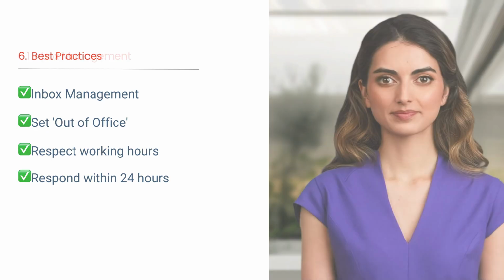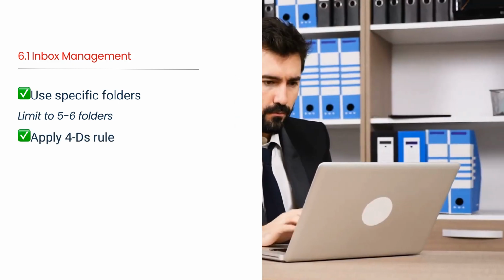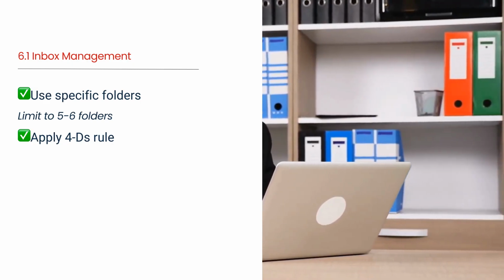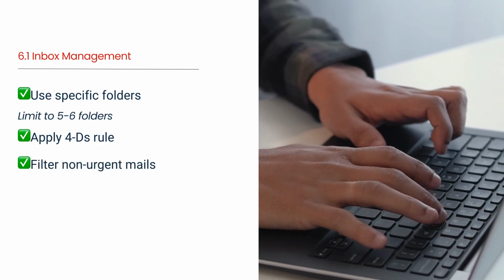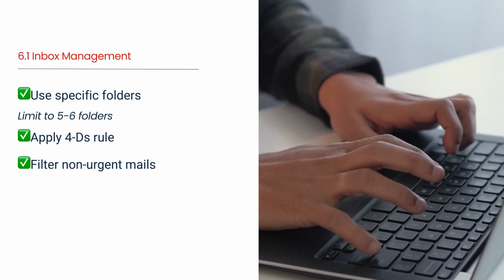reputation. Inbox management. Instead of working from a chaotic main list, organize your workspace and use specific folders to categorize projects or clients. However, keep it manageable. Limit your folders to between 5 to 6. When processing these items, efficiency is key, so apply 4D's rule. Instantly decide to delete, delegate, defer, or do it. Meanwhile, to keep your focus sharp, configure your settings to automatically filter non-urgent mails, like newsletters, out of your immediate view.